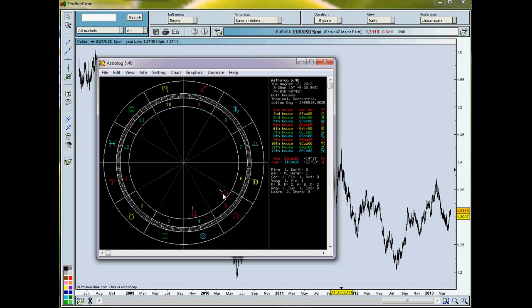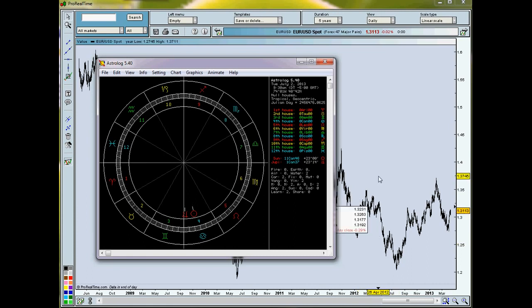But if we come back in time to where the sun itself is in opposition to the natal sun, we see that's on July 2nd again, 2013. And today is April 14th. So we've got like 2.5 months from that point in time.